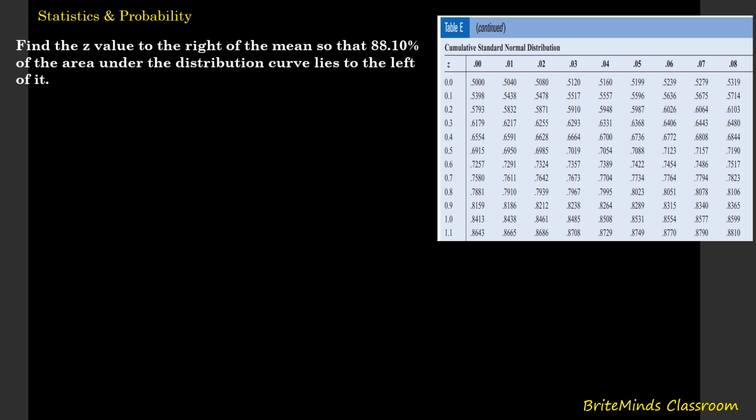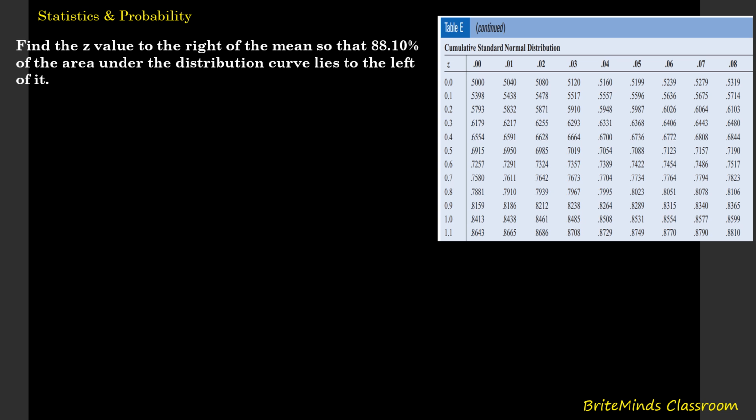We have here another example. Find the z value to the right of the mean so that 88.10% of the area under the distribution curve lies to the left of it. We will analyze first the given problem. According to the problem, the z value is located to the right of the mean, and also 88.10% of the area under the distribution curve lies to the left of the z.